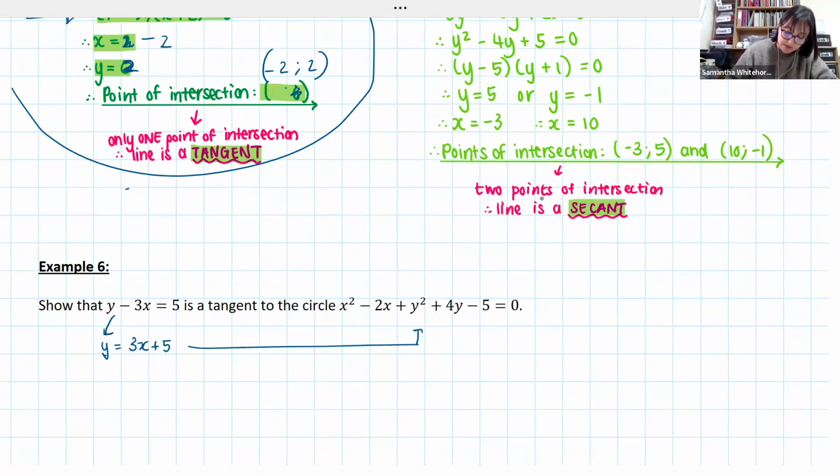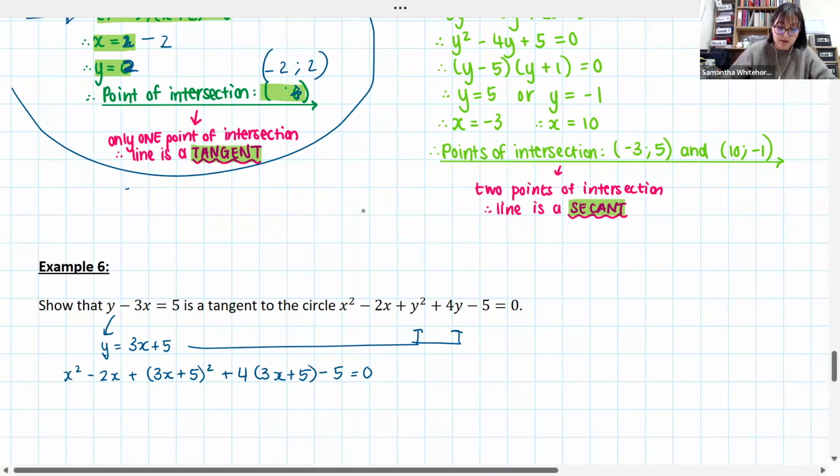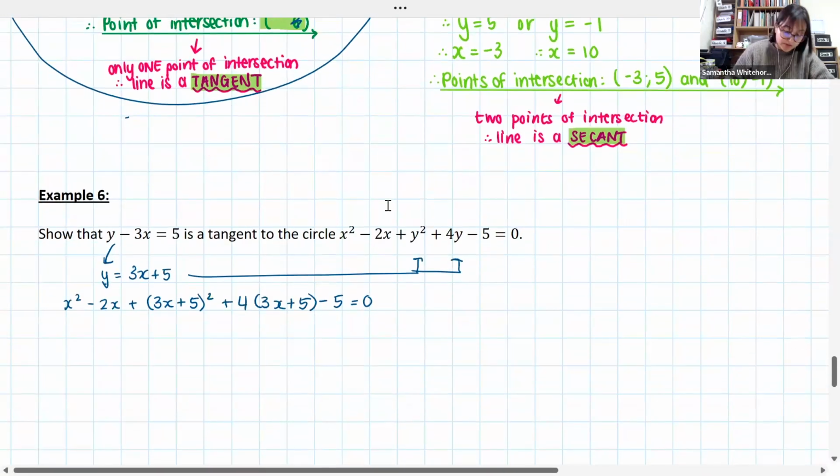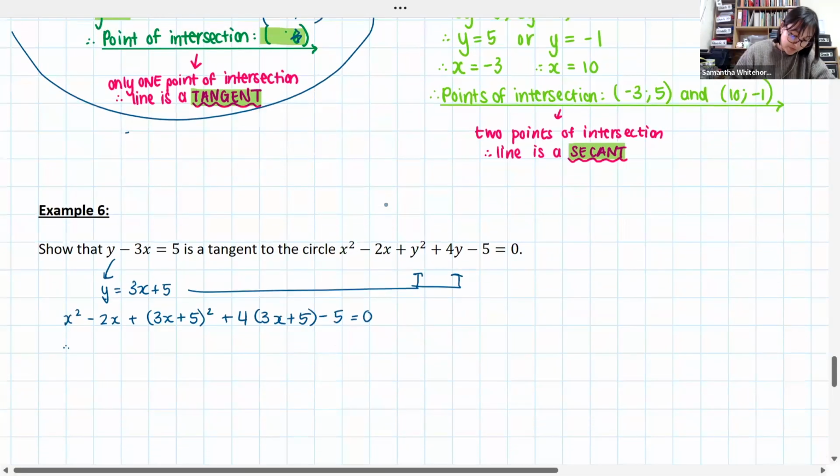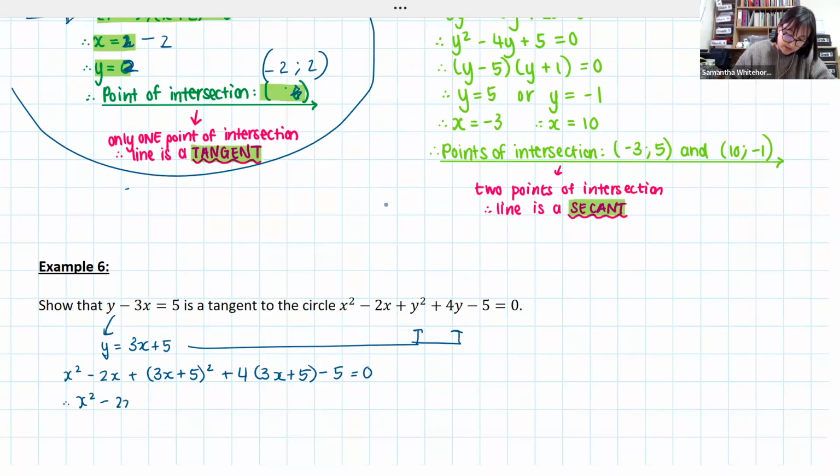And we're going to substitute that in place of our y's. X squared minus 2x plus y squared, so 3x plus 5 squared, plus 4 times y minus 5 equals 0. So we're doing exactly the same thing to show that there is only one point of intersection. So this results in us having x squared minus 2x. Remember, binomial, so plus 9x squared plus 30x plus 25. Distribute in your 4, plus 12x plus 20 minus 5.